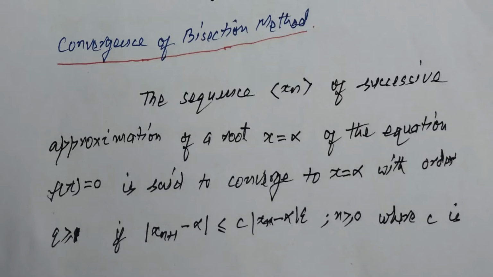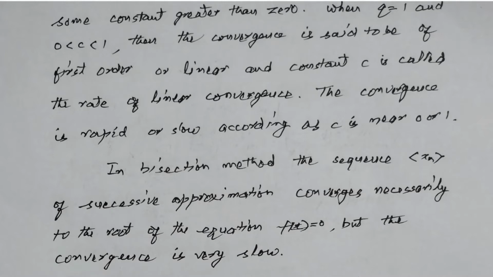The sequence {xn} of successive approximations of a root x equal to alpha of the equation f(x) equal to 0 is said to converge to x equal to alpha with order q greater than or equal to 1 if |x(n+1) minus alpha| is less than or equal to c into |xn minus alpha| to the power q, where n is greater than or equal to 0, that is, n is a positive integer, where c is some constant greater than 0.